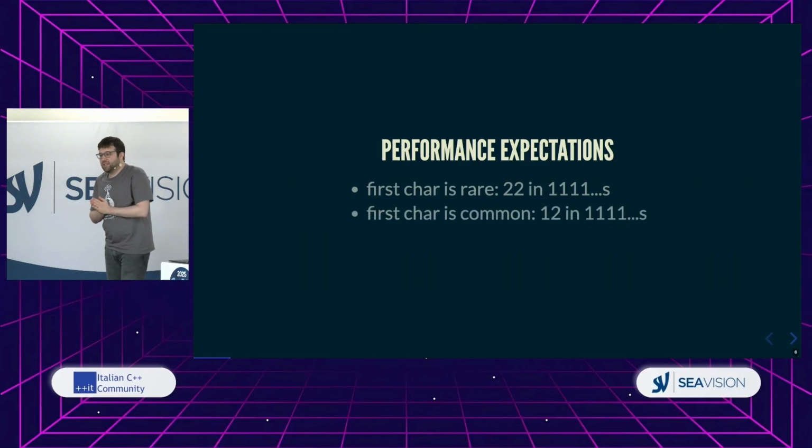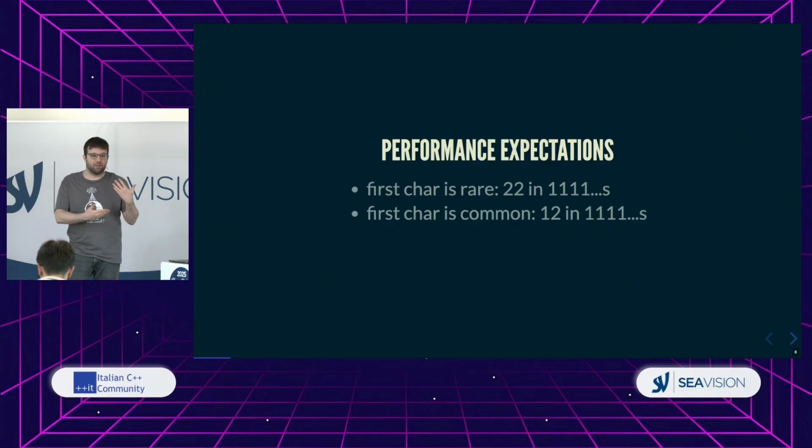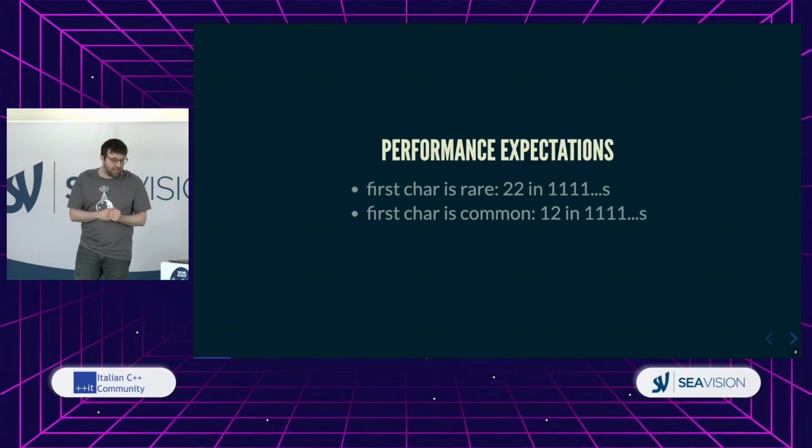The second case is where the first char is common. So whatever overheads we have from calling those functions will be really present. The way I'm going to test it is I'm going to search for 12 in a bunch of ones. So every character is the first character. We're constantly encountering the overhead.